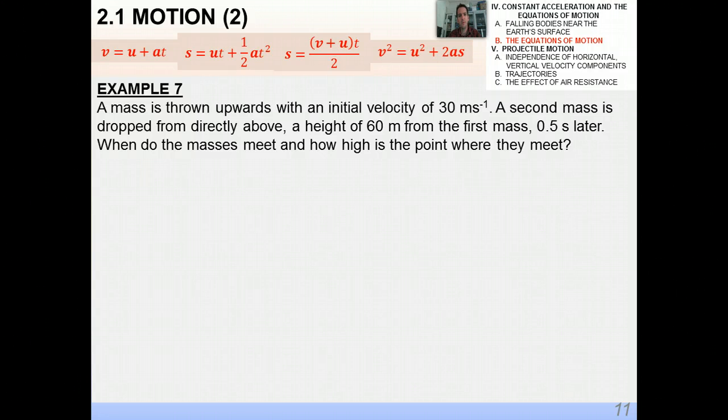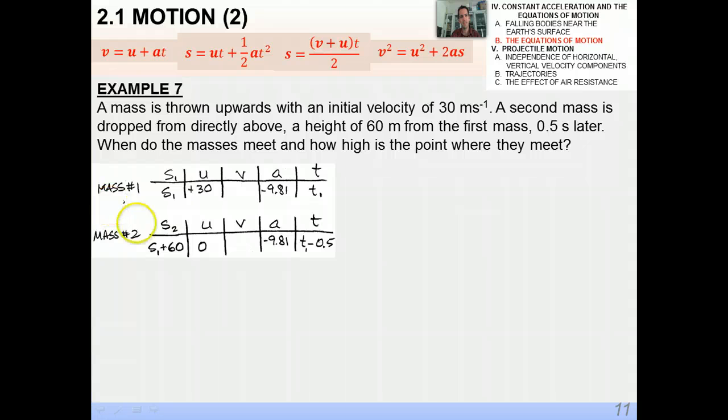Okay, a mass is thrown upwards with an initial velocity of 30 meters per second. A second mass is dropped from directly above, 60 meters above the first mass. And 5 seconds later, where do they meet and how high is the point where they meet? Okay? All right, so again, I'm making a SUVAT table for mass 1 and mass 2.